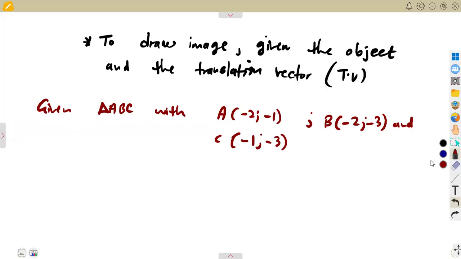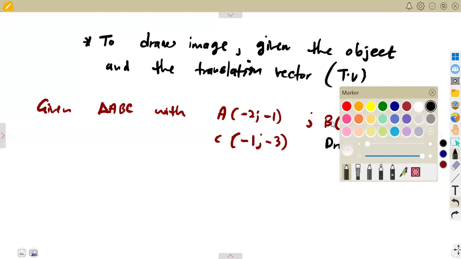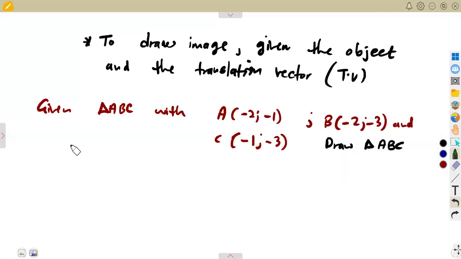But now we are asked to draw. It will be a question, all right? You'll be given triangle ABC. Then the question will ask you to draw this. Draw triangle ABC. Then you draw your triangle. Then after that, maybe it's another item where you're asked to draw the image.